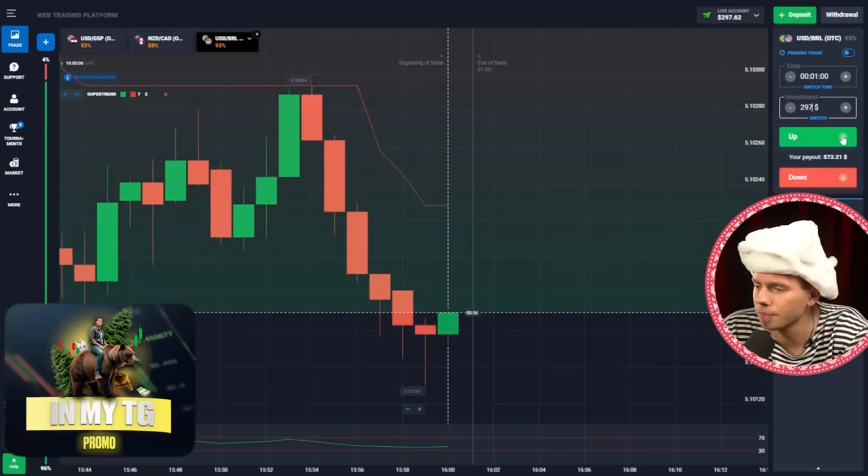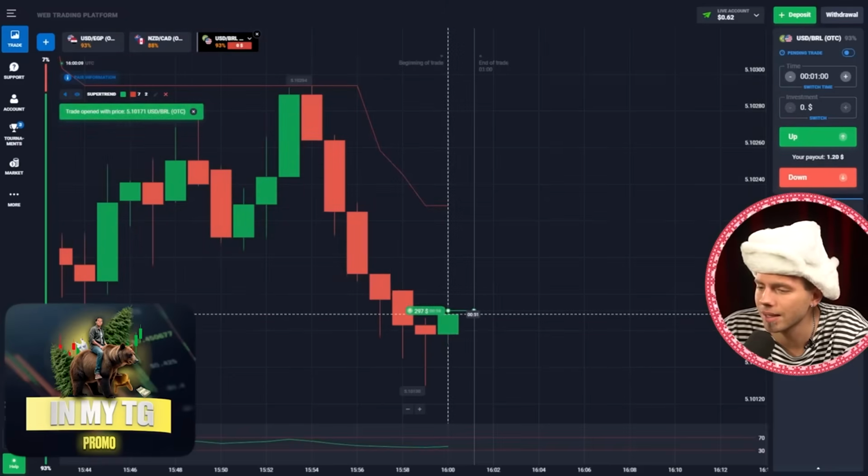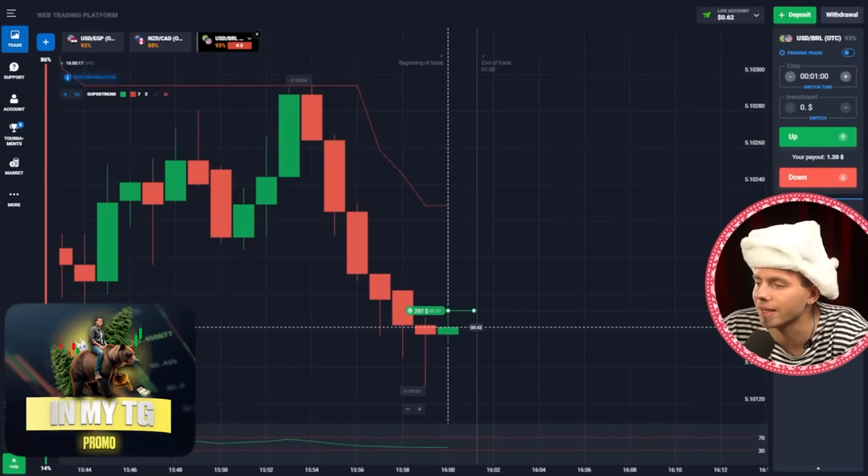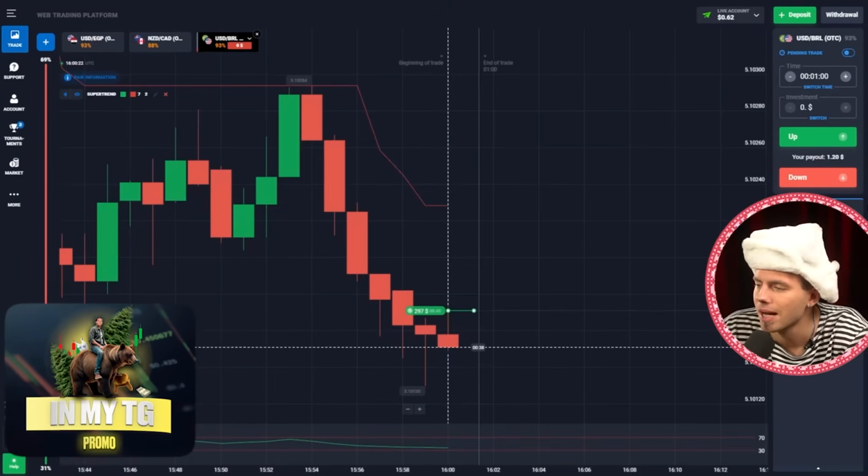So let's set the amount 297 and open a buy trade. What do we see here? We see that longer lower shadows of the candlesticks have appeared. I mean these lines, these shadows, they appeared.